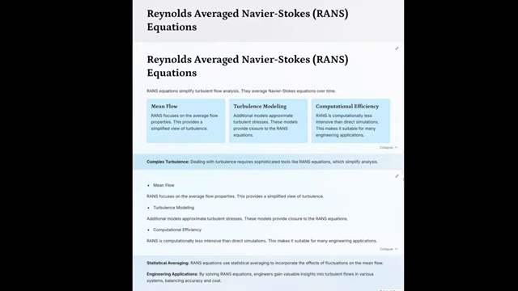And to simplify things even more, we use turbulence models. They are like shortcuts to predict how turbulent flows will behave without solving every tiny detail. And then there's the k-omega model.